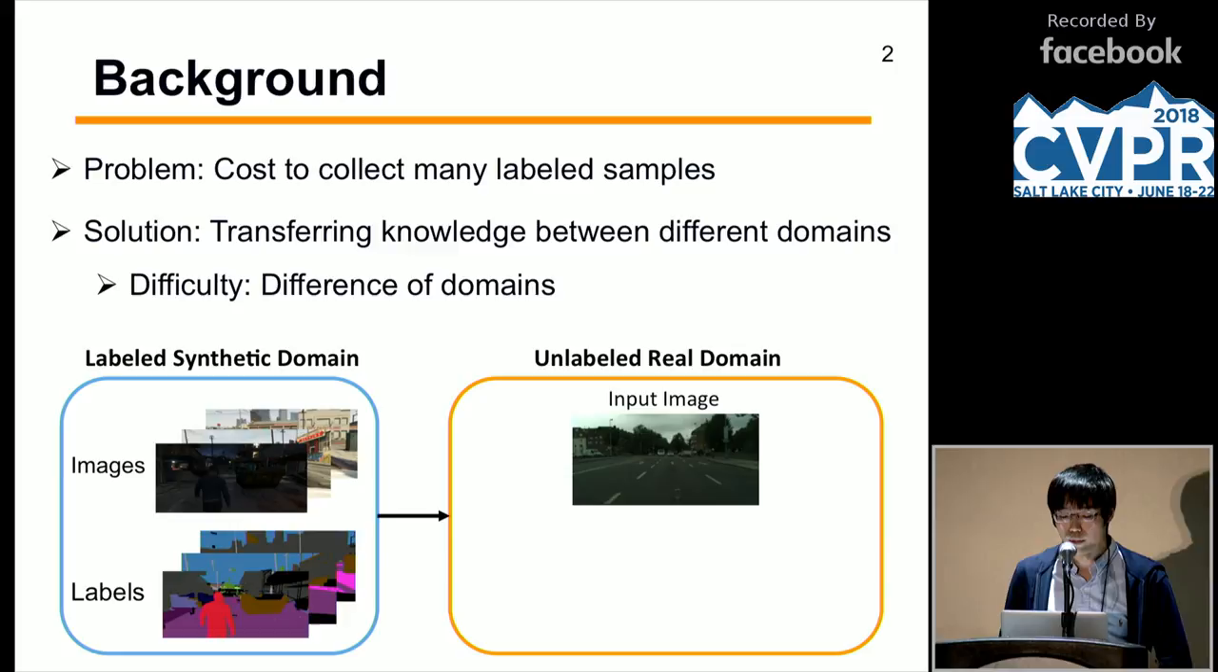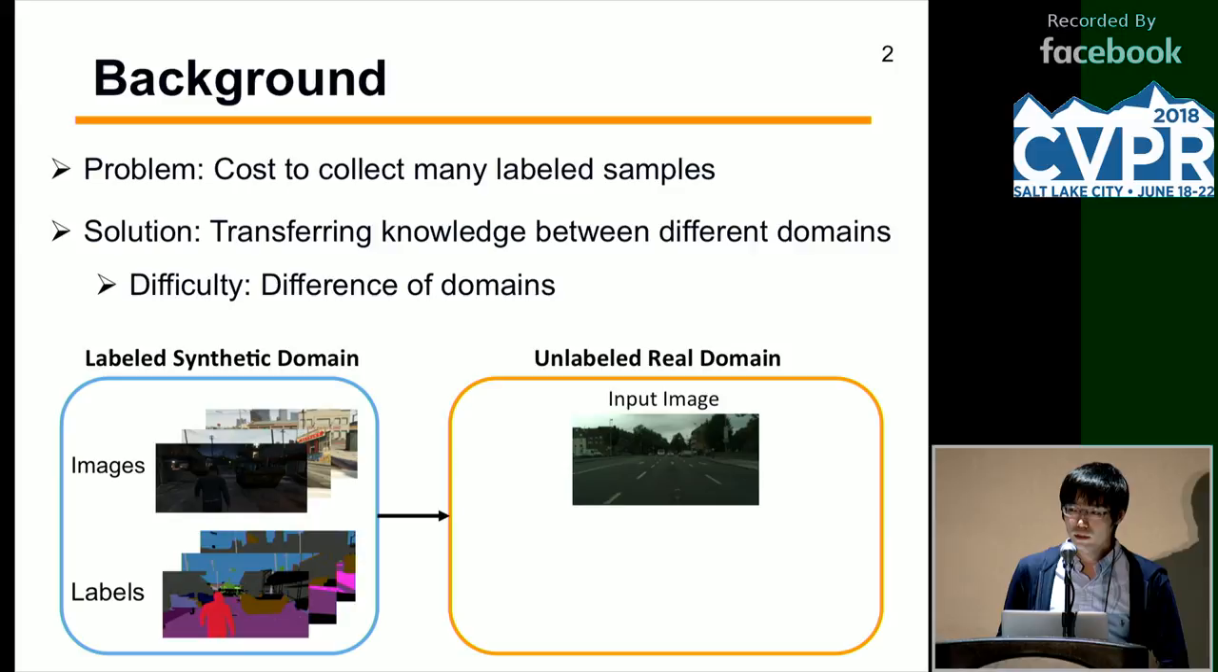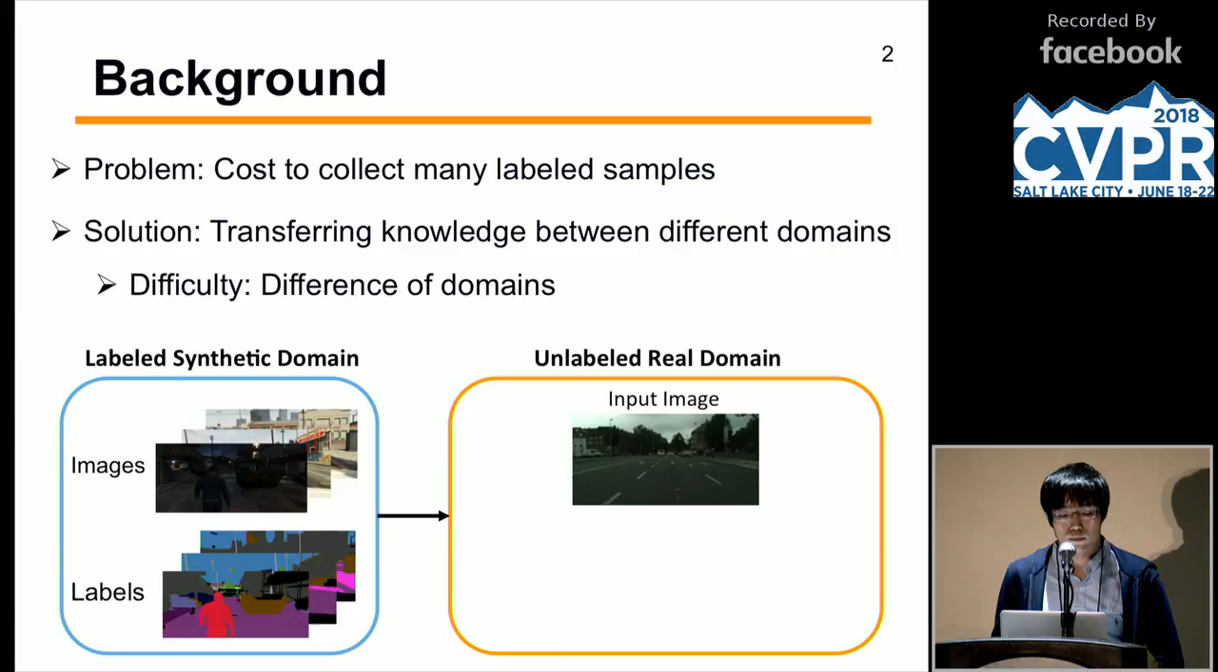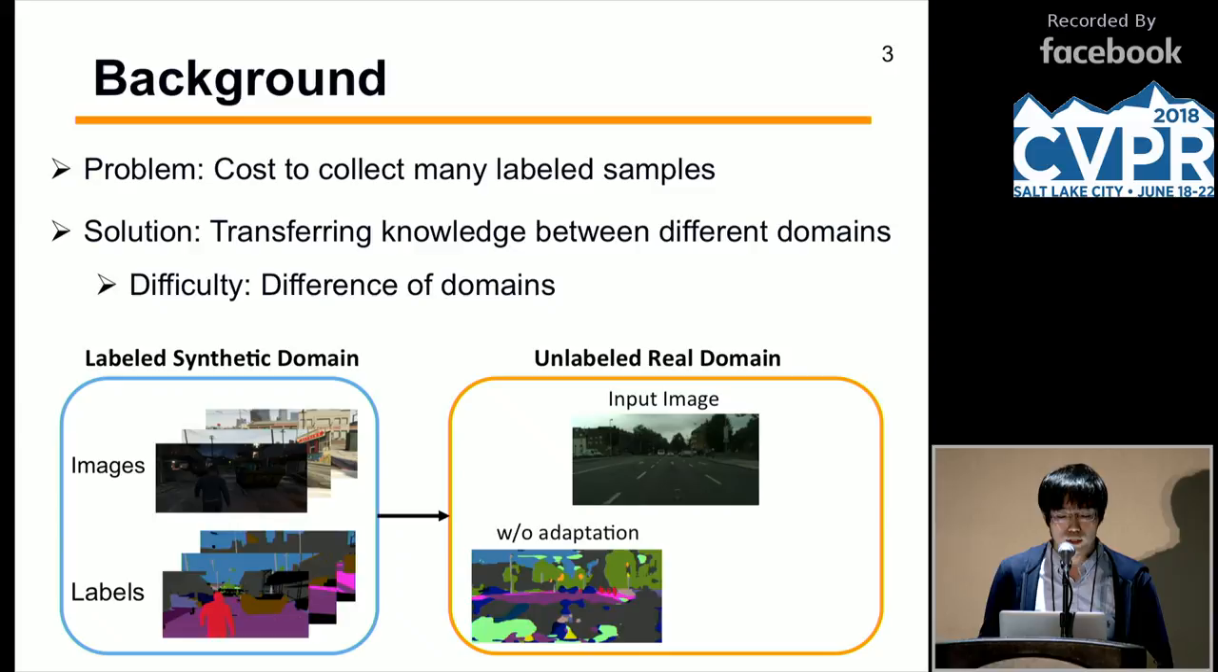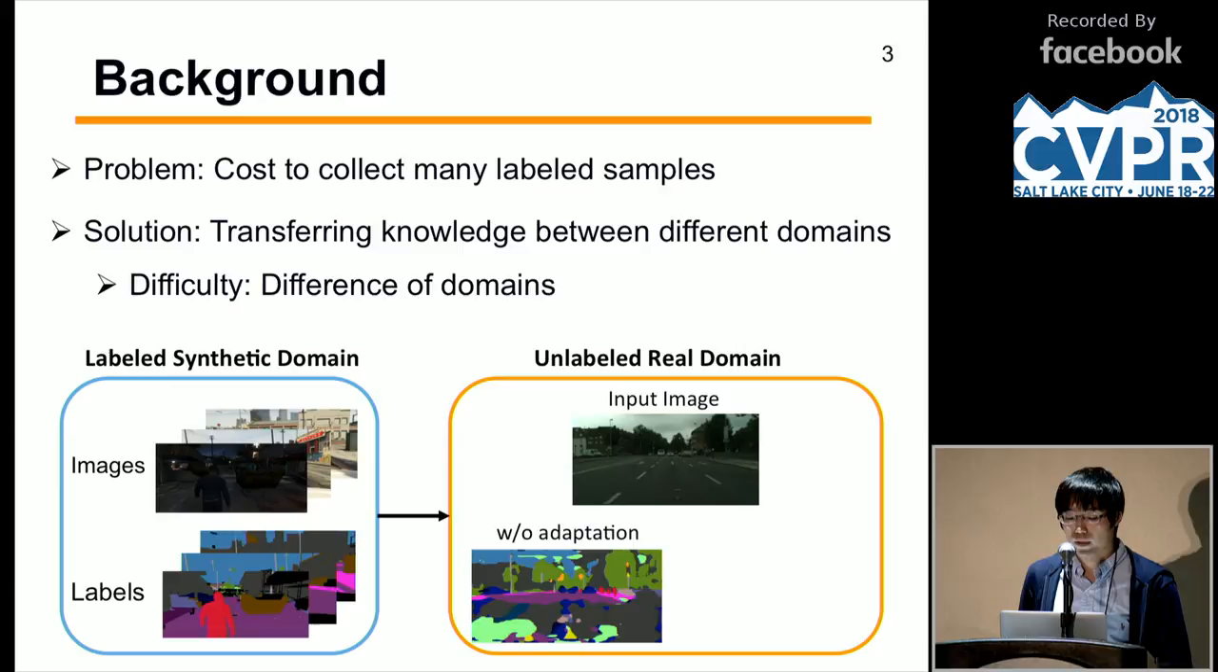So consider a problem of semantic segmentation. The synthesized images are easily annotated, and a large number of them are available. So we consider utilizing a model trained on the synthesized images to recognize unlabeled real images. But in reality, such a model transfer doesn't go well. Synthesized images and real images have different characteristics. So in many cases, we have to deal with the difference of domains in order to effectively transfer the knowledge between different domains.